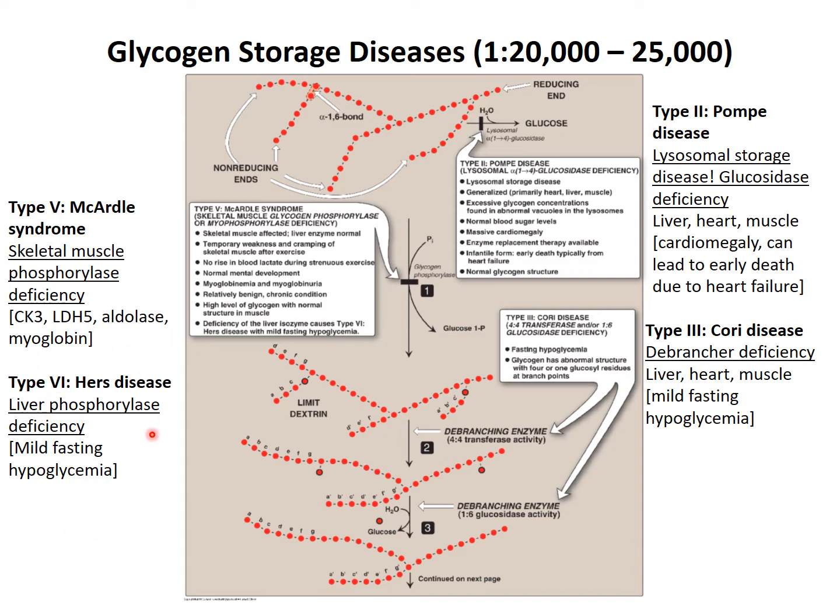So this is the same in the liver. Phosphorylase is not there. Glycogen is growing, but it is not reduced in size. And fasting hypoglycemia, which is the sign. Similar to Cori's, glycogen is not available to produce glucose for the circulation. So gluconeogenesis needs to work harder to produce glucose.